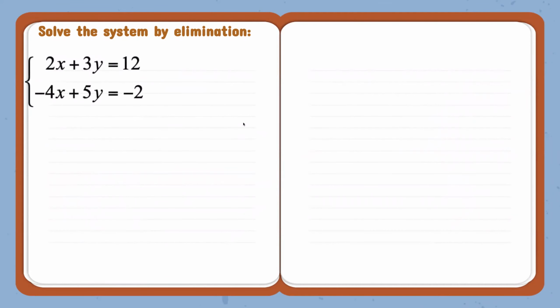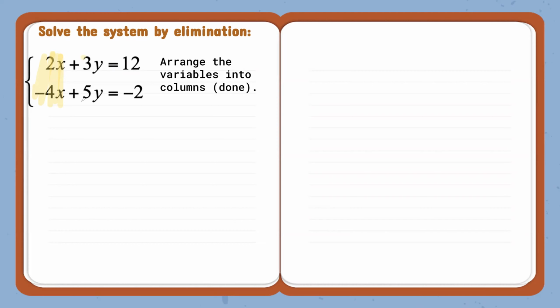This one. So first, our system is 2x plus 3y is equal to 12, -4x plus 5y is equal to -2. So first we're going to arrange the variables into columns. Done. Then we need to multiply one of these equations in order to make opposites. Think about which one of these is easier to make opposites. We've got 2 and -4. Can you multiply one of those by something to make the opposite of the other?